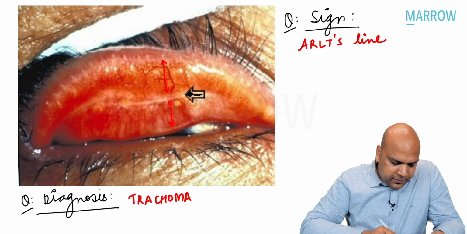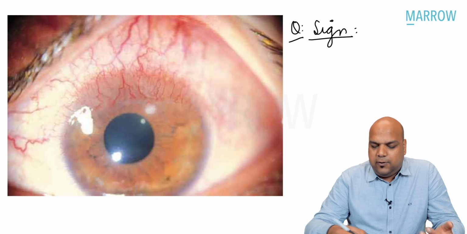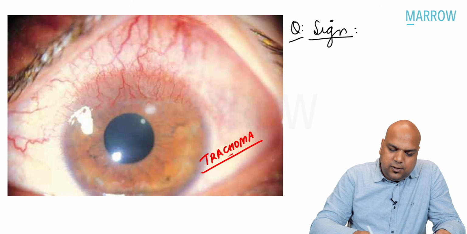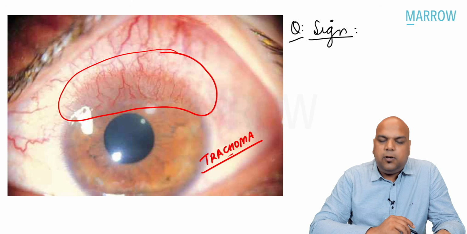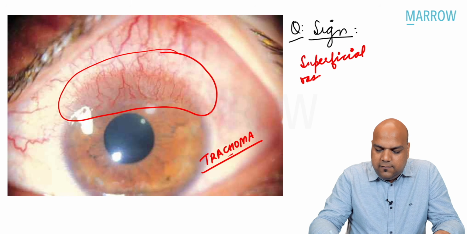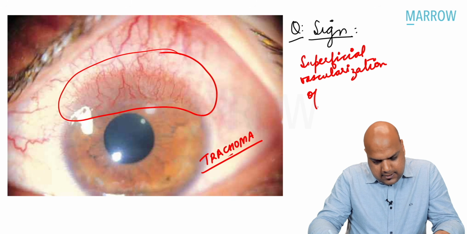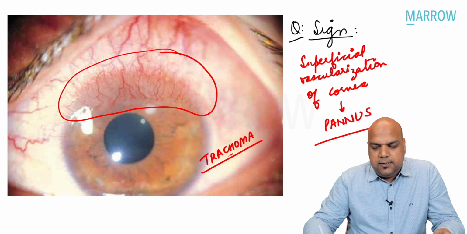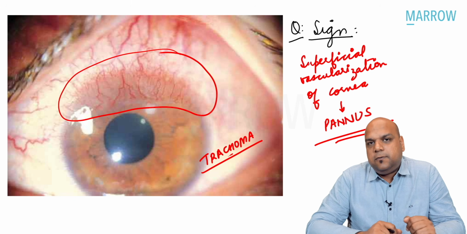Now, what other sign can be seen in trachoma? See, this is also seen in trachoma. Along with Arlt's line, you can see another important sign. What is this sign? Cornea is avascular, we all know. But here, what are we seeing? We are seeing superficial vascularization. When we see superficial vascularization of the cornea, what is it known as? Yes, very good, simple word, pannus. That's the important image of pannus, superficial vascularization of the cornea, a very clear image of pannus, right guys?